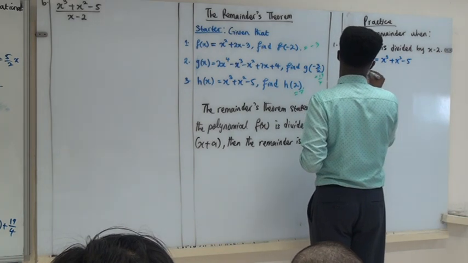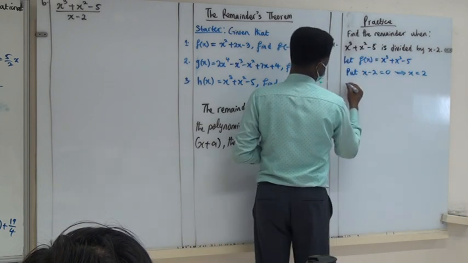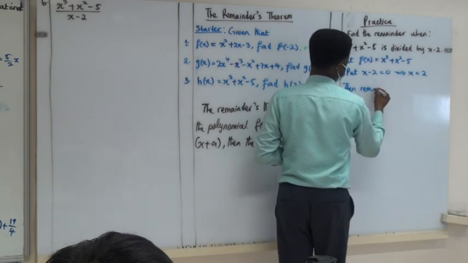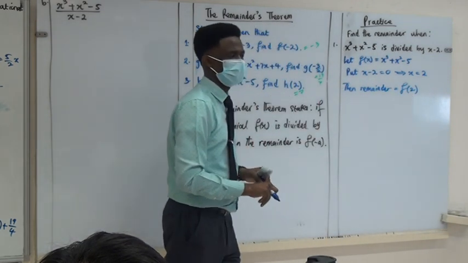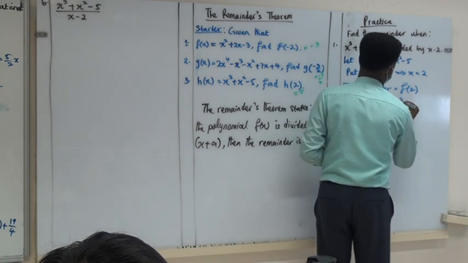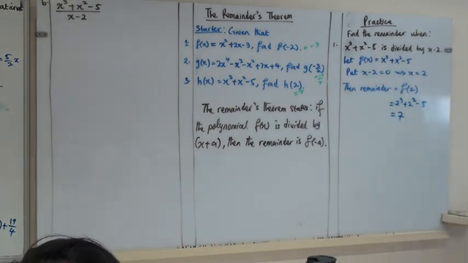So I will say put x minus 2 is equal to 0. It implies that x is equal to 2. So then the remainder you are looking for is f of 2. Then you work it out. Okay? 2 cubed, 2 squared, minus 5, and that should give you 7. So this is all we want. If it is already called f, you don't need to go through the first step. Just put your divisor equal to 0, get the value of x, then say, oh, remainder is f of that, and that's it. Comprende? Alright.